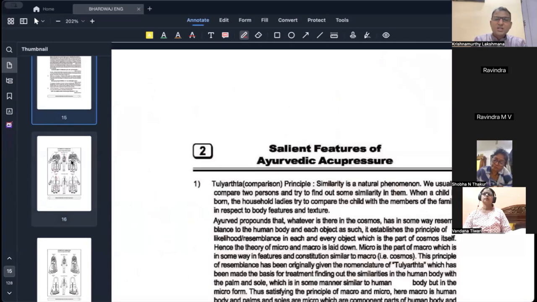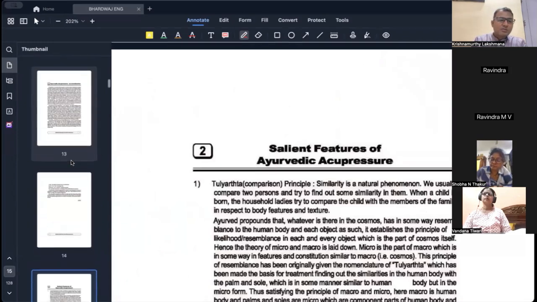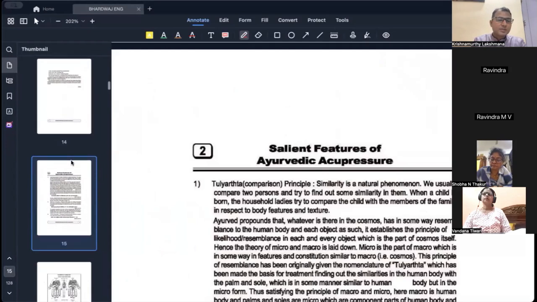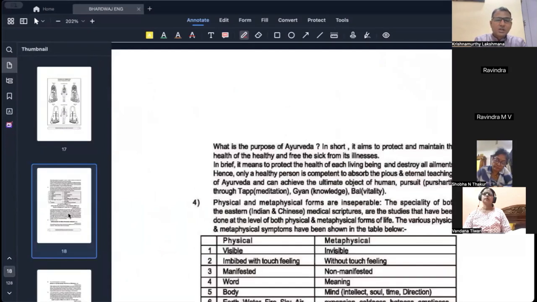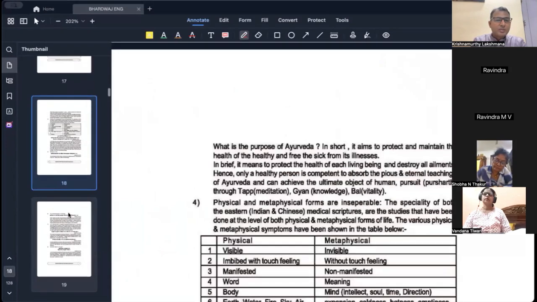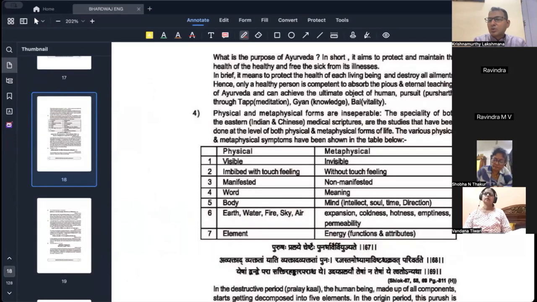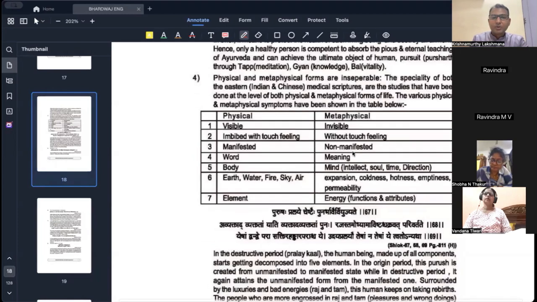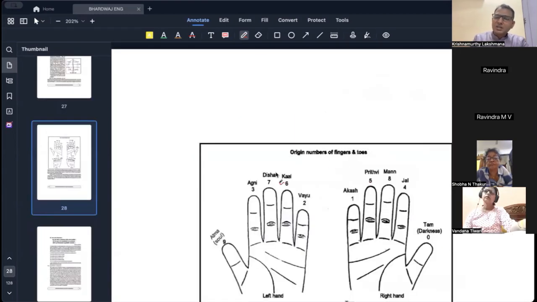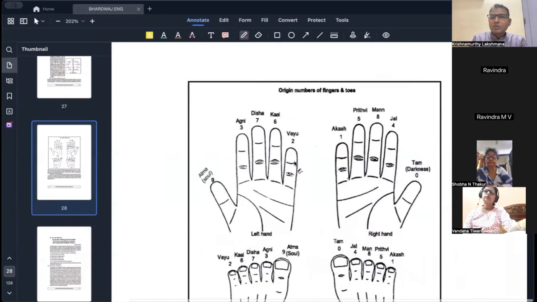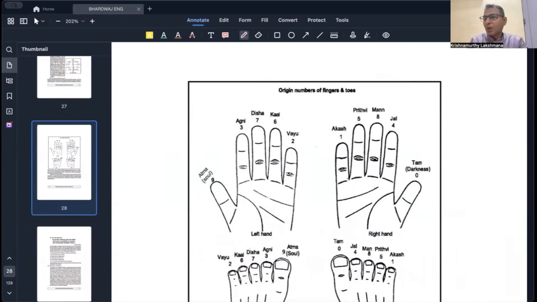Today we will try to understand a little bit more about the numbering aspects. There are 5 physical and 5 metaphysical elements. So how do we assign them to the hands so that we can use them in the form of acupressure to treat the human body? First we will see how the elements have been assigned to the fingers, the plotting.